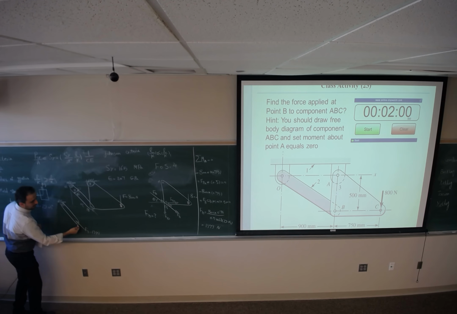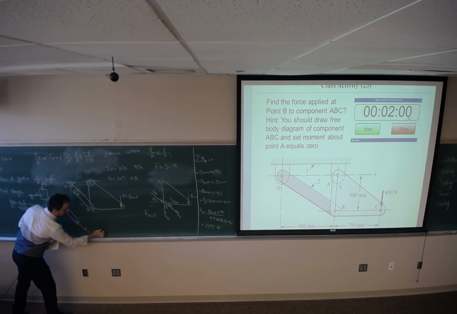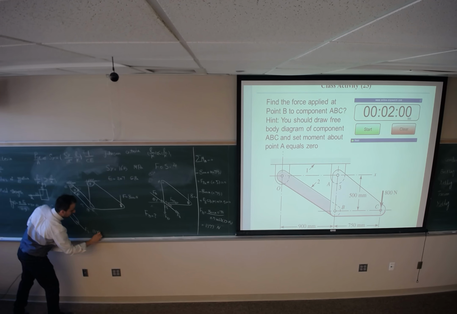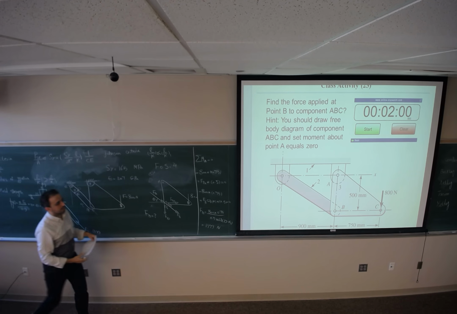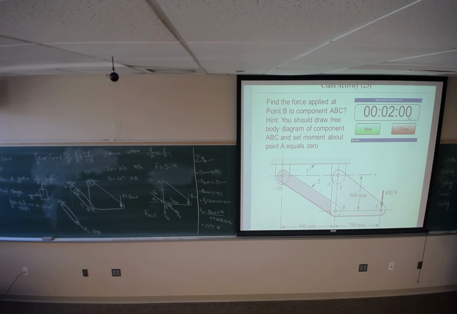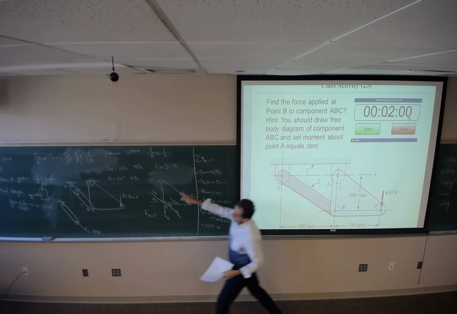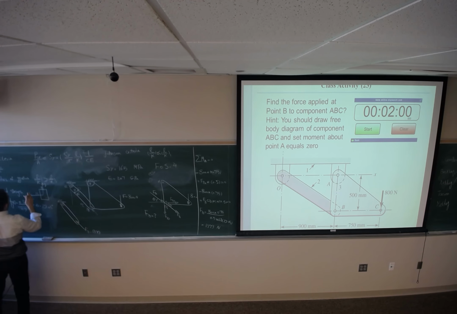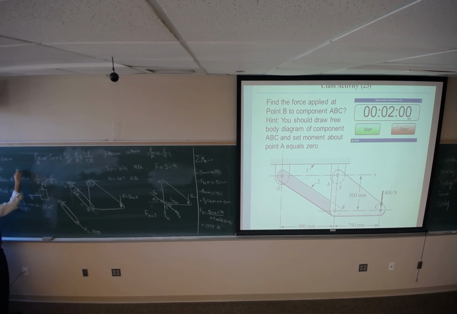So 1373 Newton applied to this point, meaning that this component is under compression. So we should check two things, buckling and yielding, to avoid the failure. By doing that we can design the thickness of the cross section.